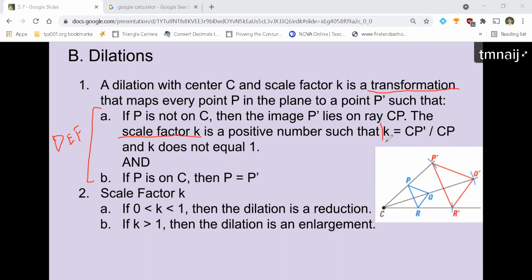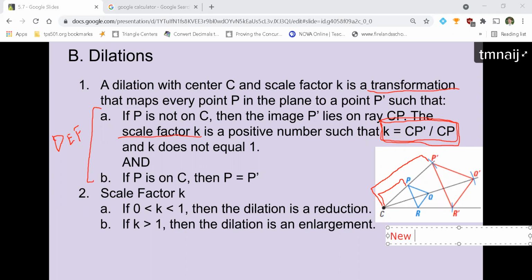Where again, put this in a box. This is probably the most important thing that's on your guided notes right now. This will be tested on. The scale factor of any dilation is the distance from C to P prime divided by C to P, which is just your new over old. New length over old length. Let me write that. New length divided by old length.